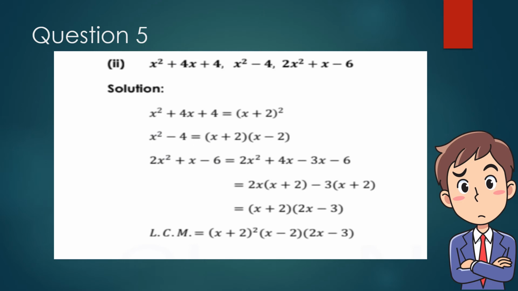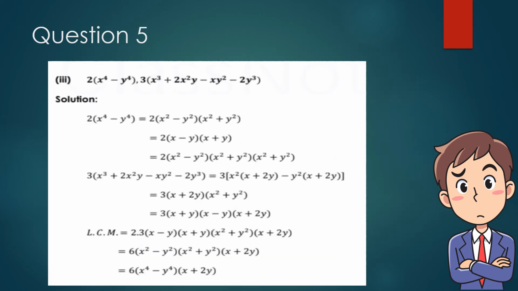So in question number 5 part 2 you have to find the LCM by factorization. So it is quite similar to question number 4. You will do it yourself. In part number 3 you have 2 into x raised to power 4 minus y raised to power 4. The second polynomial is 3 into x cube plus 2x square y minus xy square minus 2y cube.